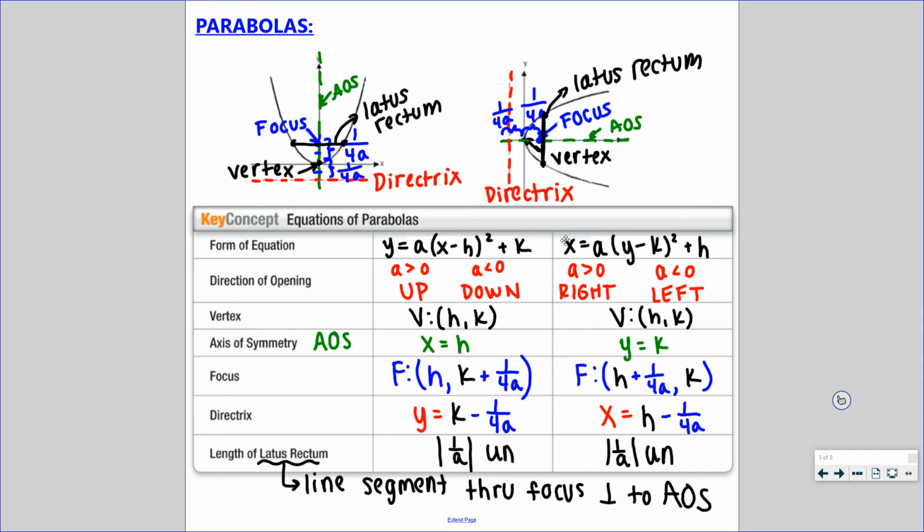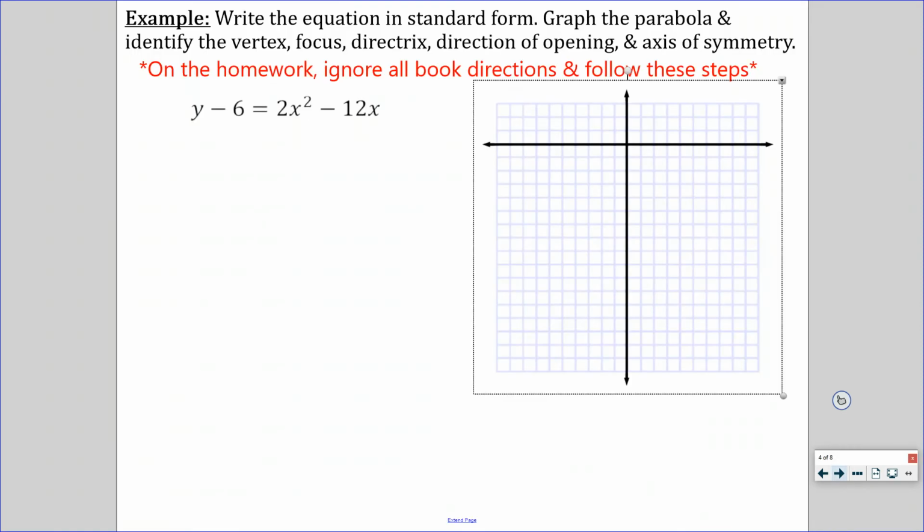On your homework, you have a book assignment and then a worksheet that only has 3 questions. On your homework, I want you to do this every single time. You're going to completely ignore what the directions in the book say, and you're going to follow these steps, okay? It says, write the equation in standard form, graph the parabola, and then identify all those special features: vertex, directrix, direction of opening, and axis of symmetry.